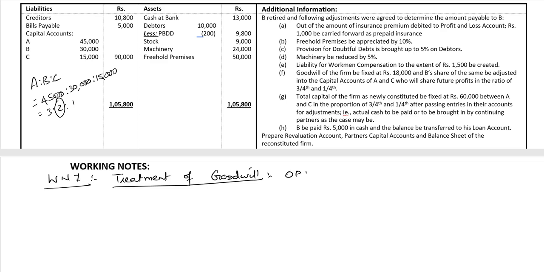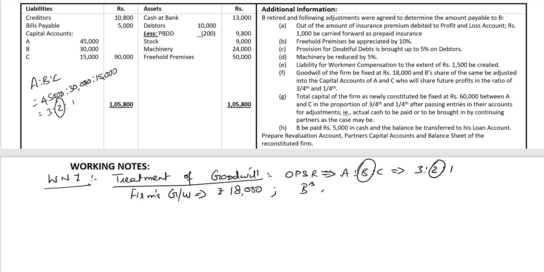So as per the problem, the old profit sharing ratio between A, B and C is 3:2:1. B is the partner who retires. Further, it's given that the firm's goodwill, as per point F, is rupees 18,000. Hence, B's share of goodwill should be equal to 18,000 rupees multiplied by 2 divided by 6, which is equal to rupees 6,000.